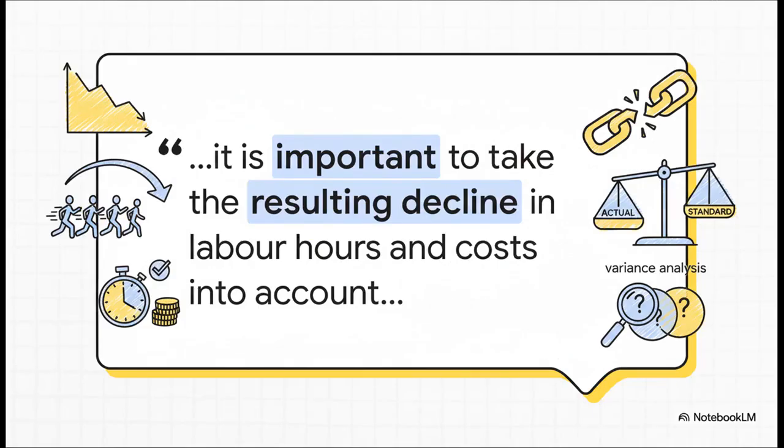The core idea here is that as people repeat a task, they get more efficient. It's not a surprise, it's a predictable improvement. And if we don't build this predictable improvement, this learning curve, into our standards from the beginning, our whole variance analysis is going to be flawed.